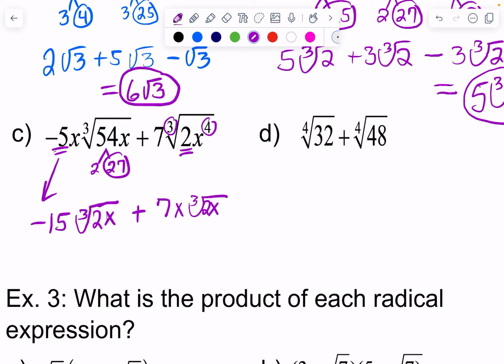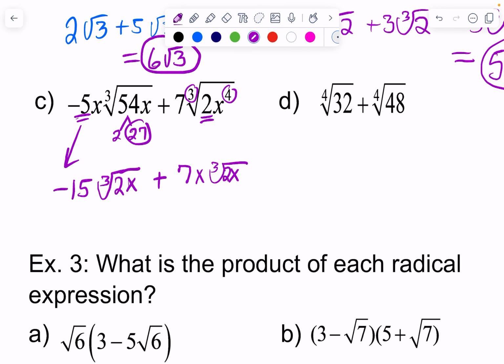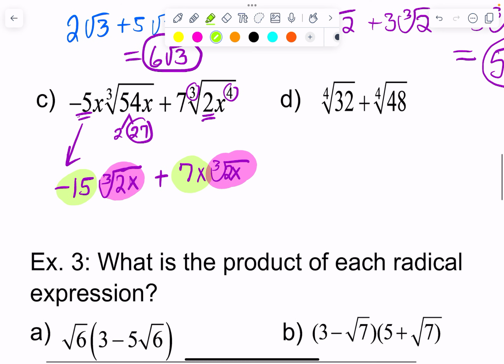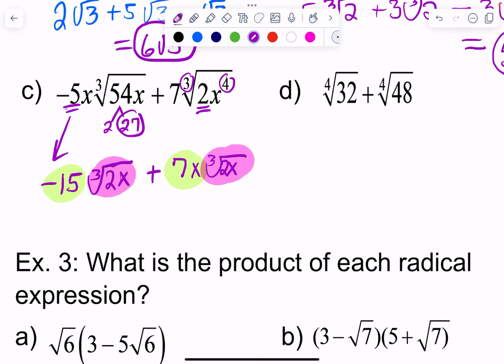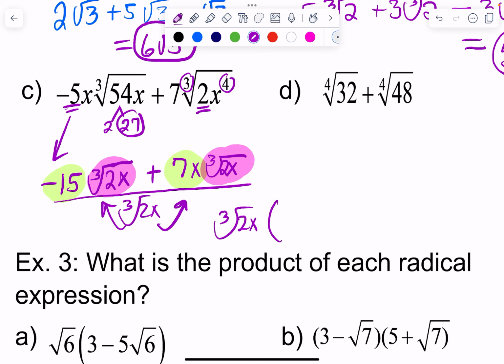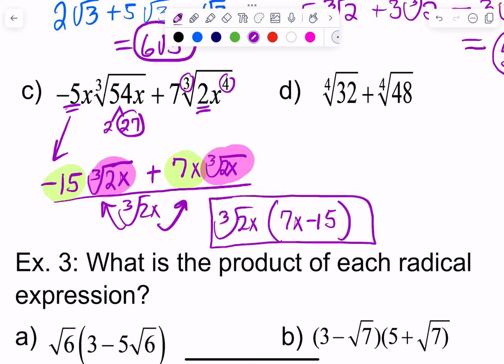And I have that 2 as well. So now, here's a conundrum. I have the cube root of 2x, and I have the cube root of 2x. But I cannot add these coefficients. So what would happen here is I can factor out a cube root of 2x. That means I divide it into both terms, leaving me with the cube root of 2x times 7x minus 15. That's as far as I could go there, because once again, I cannot add 7x with negative 15.